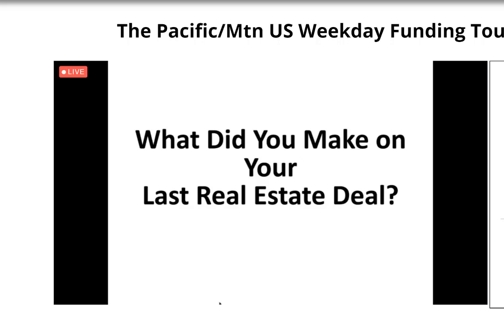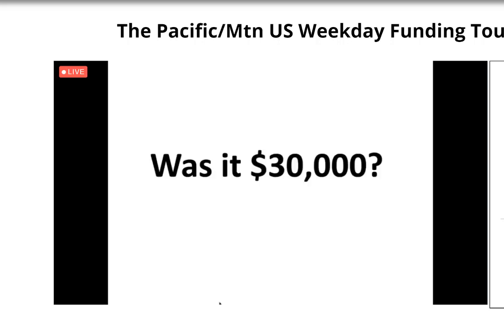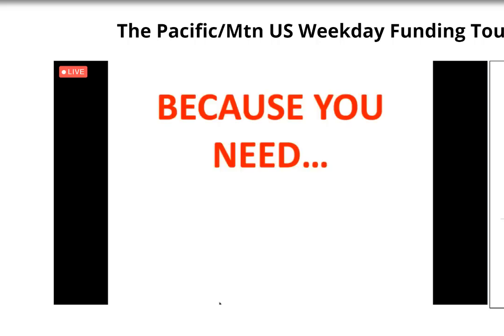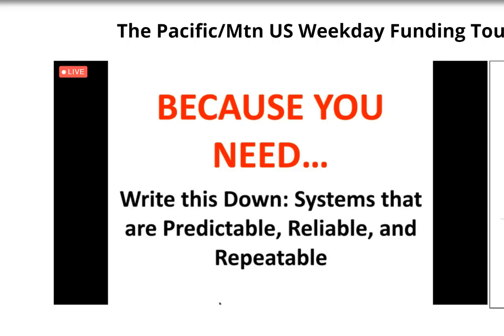So what did you make on your last real estate deal? When was your last real estate deal? How much did you profit from that deal? Not selling your house, on your last real estate flip. Was it $30,000? Was it the national average gross profit of $62,700? What did you actually make and why not? Why didn't you make that on your last real estate deal? The reason why is we didn't have a system that was predictable, reliable, and repeatable. So I want to show you a predictable, reliable, duplicatable, or repeatable process.